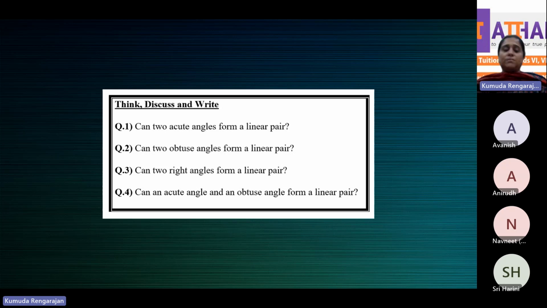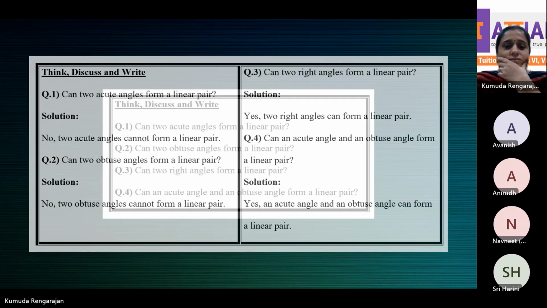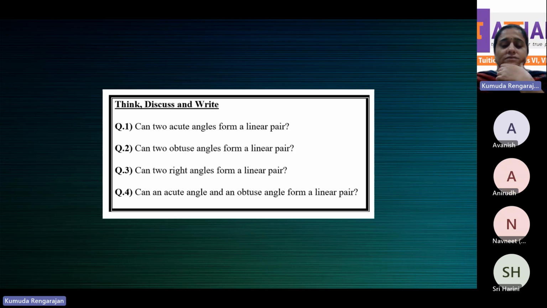Now, this is your homework. Take a picture of these questions and answer them. We'll discuss in the next class. Okay, ma'am. Yeah, all of you take a picture. Ma'am, I took a screenshot. Anirudh and Harini, done? Yes, ma'am. Okay.